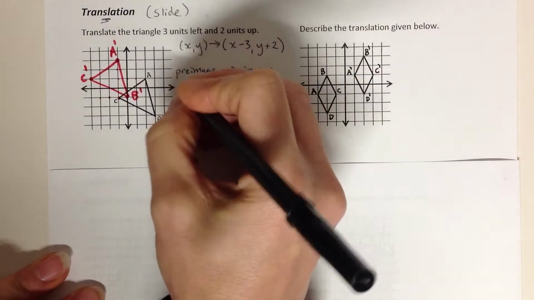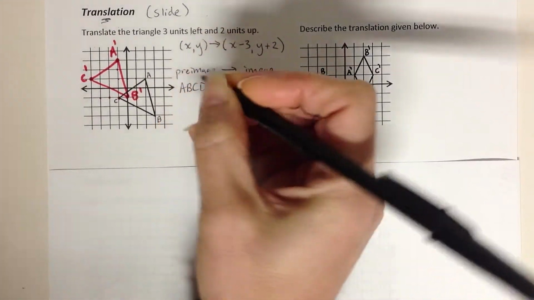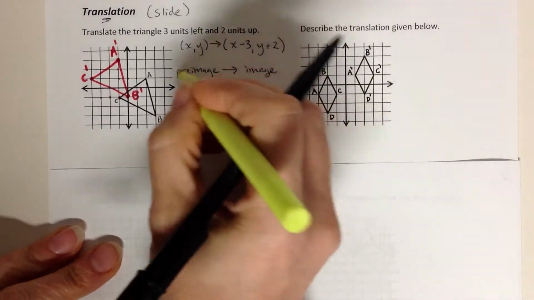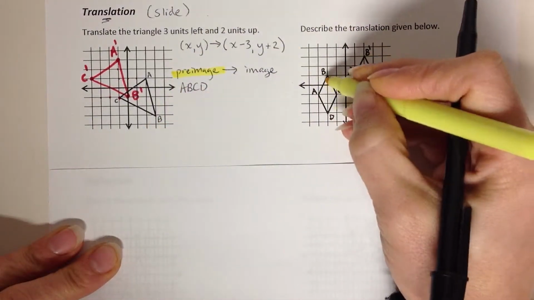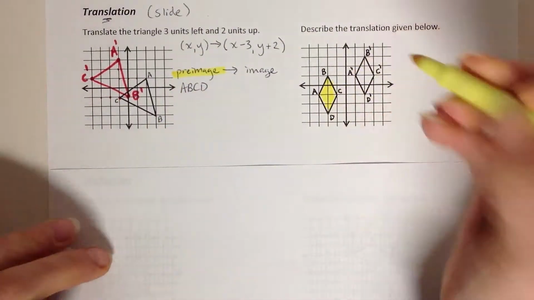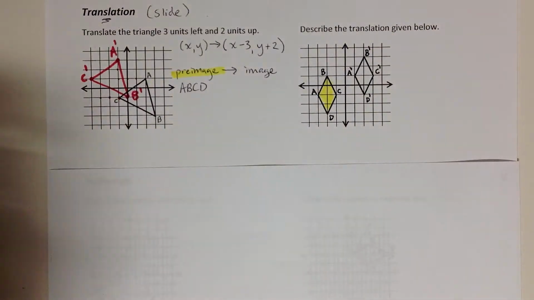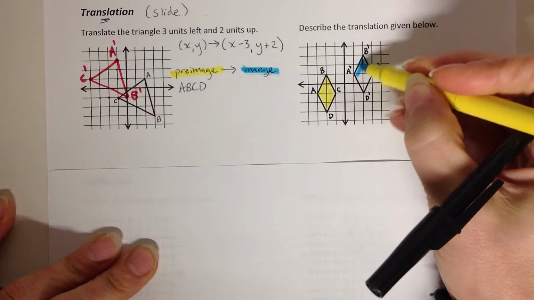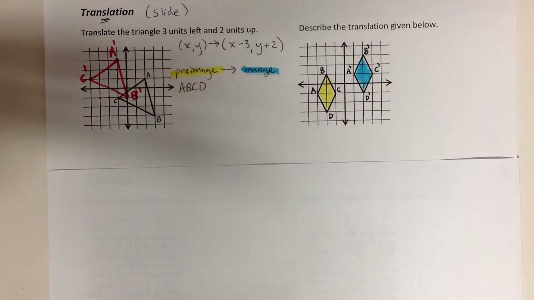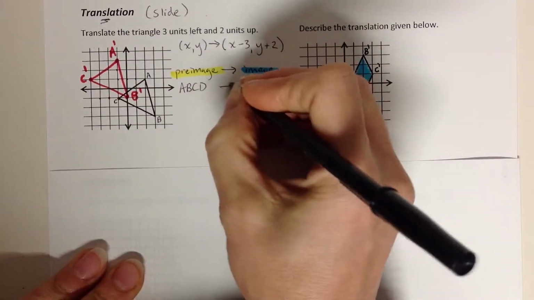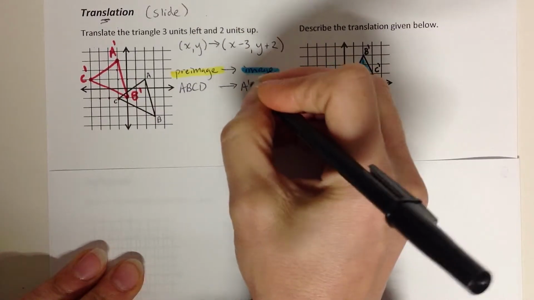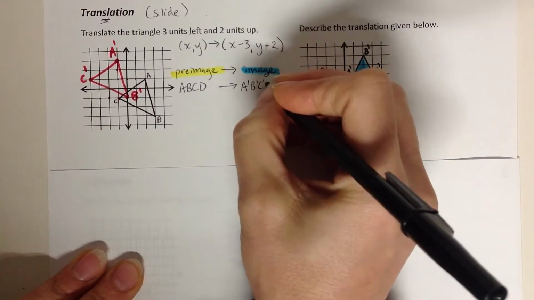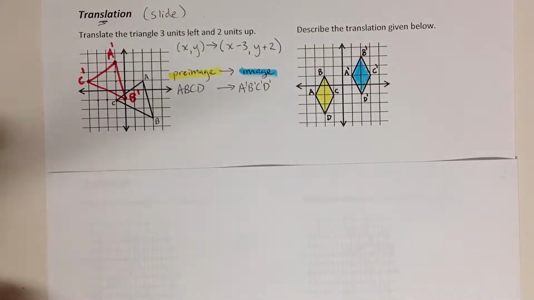So rhombus ABCD is going to be the pre-image. The ones without the apostrophe is where this started. And then that's going to map onto my image. The one I finished is the one with the apostrophes. So that maps onto A prime, B prime, C prime, D prime. It's a little awkward to say. So how would I describe that movement?